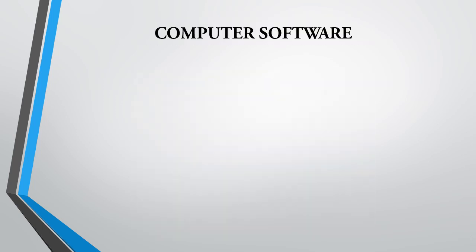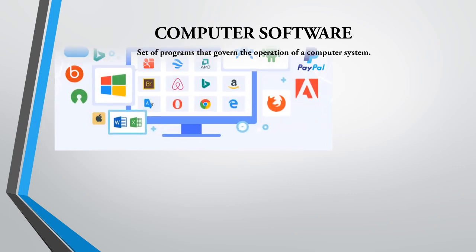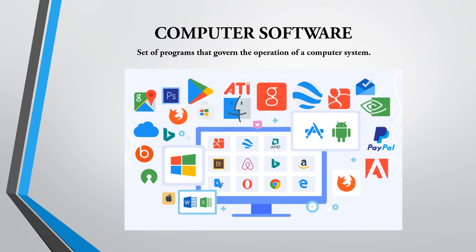And here is the next part of the computer, that is computer software. Computer software is a set of programs that govern the operation of a computer system. Example: MS Word, MS Excel, Google Chrome, etc.